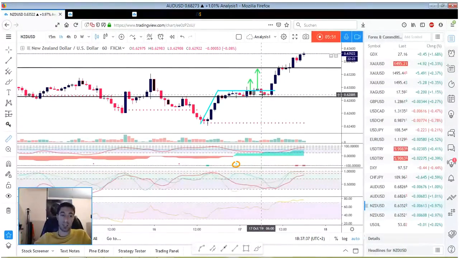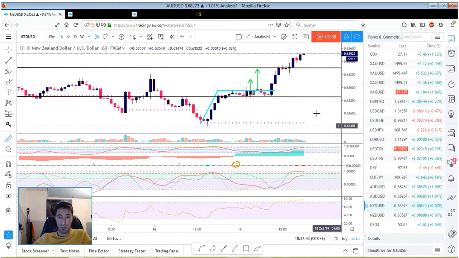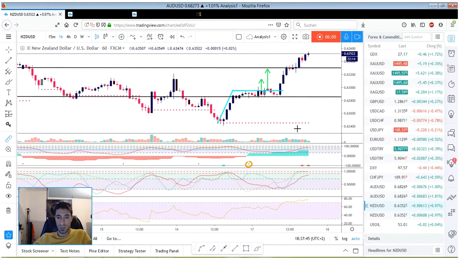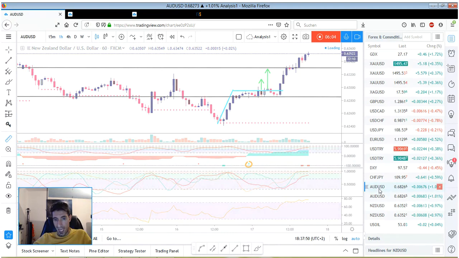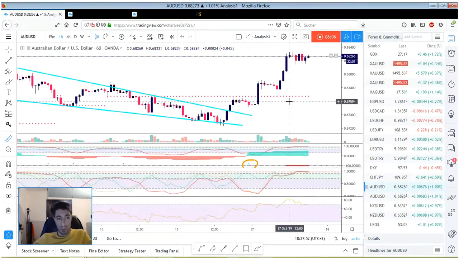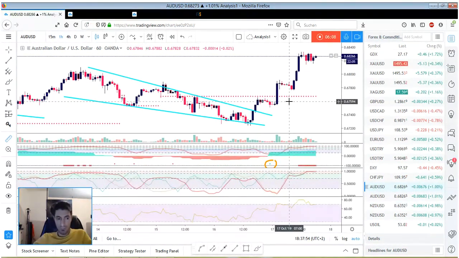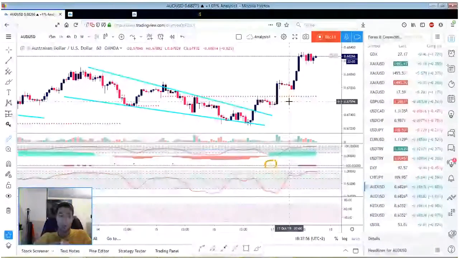Exactly the same happened with the New Zealand dollar, US dollar, with the Kiwi. So basically it was coming. Look at this. Okay, we saw it coming here, and it works perfectly on the hourly. So it basically works almost on all time frames.